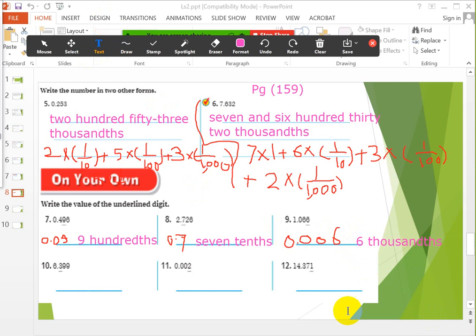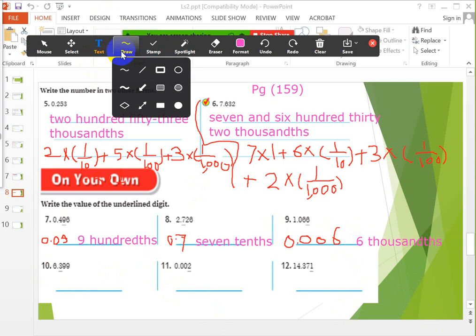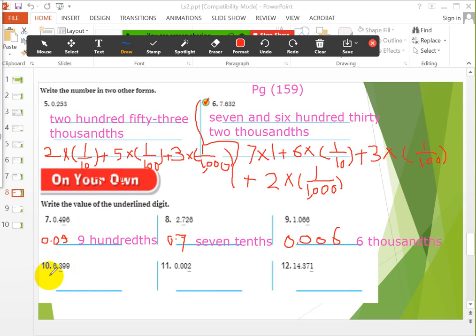Okay? What about number 10? I have a line under the 3, the 3 here in the tenths digit. So the value of the number will be 0.3, as you said. If I want to write it in another way, it will be 3 tenths. Thank you. Guys, just type one time, okay? Just one time.